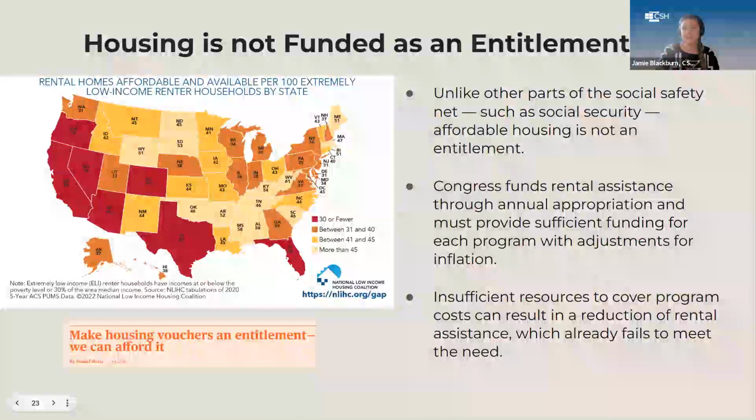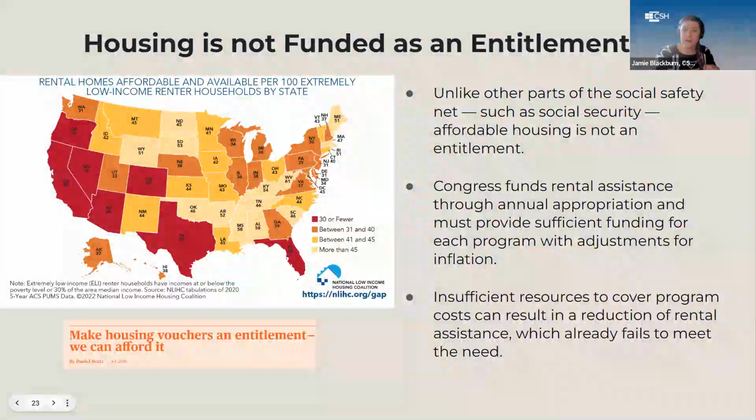And the short answer is that housing is not funded as an entitlement. What does that mean? Unlike something such as Social Security, affordable housing isn't guaranteed. Congress funds rental assistance through annual appropriations. They have to provide sufficient funding with increases for inflation every year. It's vulnerable to cuts. And furthermore, it's funded through a patchwork of different funding streams, right?